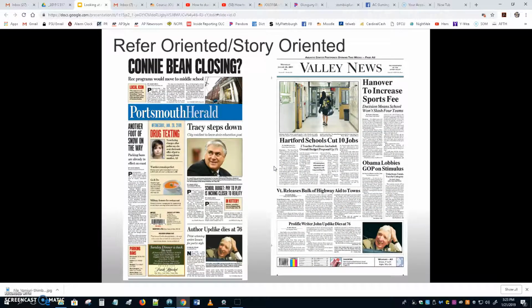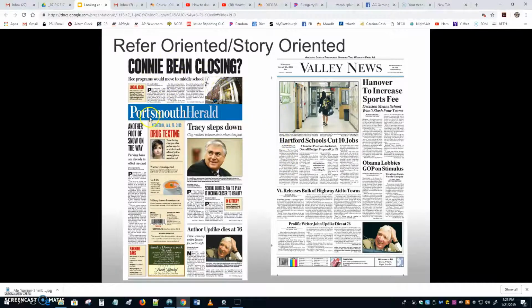Okay, or maybe we could look at these. This is another way of looking at newspapers. Are they very story-oriented, or are they just refer-oriented? In other words, we see this on page 1 in particular. Are there just little bits of things here that refer to other things inside, trying to get as many possible topics on the page?